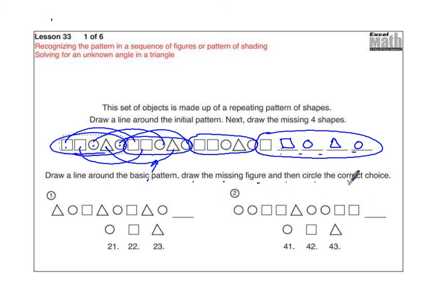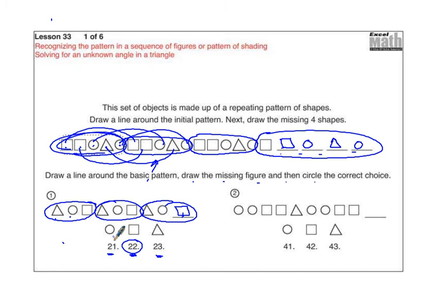So you are going to find the pattern, fill this blank in, and then you're going to circle the numbers 21, 22, or 23. Why don't you just do number 1, pause the video, turn it back on when you're ready to see that solution. Okay, here we have triangle, circle, square, triangle, circle, square, triangle, circle, and you should have filled in a square and circled the 22.